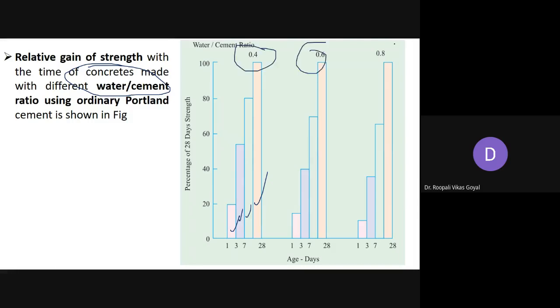So by doing such tests, you can establish a good relationship. Instead of waiting for 28 days, if you have a certain concrete, you can establish a good relationship between the 1 day, 3 day, and 7 day strength. So very early you can predict the 28 days strength. And this King's accelerated curing test gives such a good relationship.